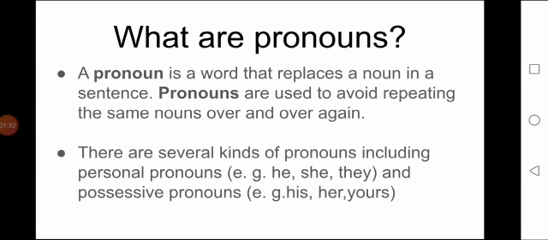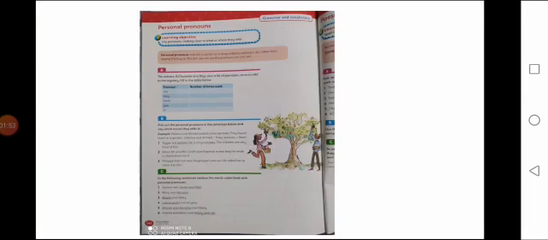There are several kinds of pronouns, including personal pronouns and possessive pronouns. What are personal pronouns? For example, he, she, they. These are examples of personal pronouns, and possessive pronoun examples are his, her, and yours. So today we will do personal and possessive pronouns.